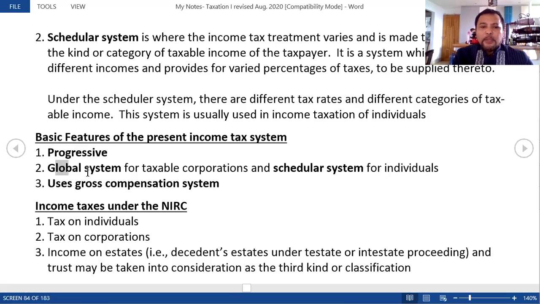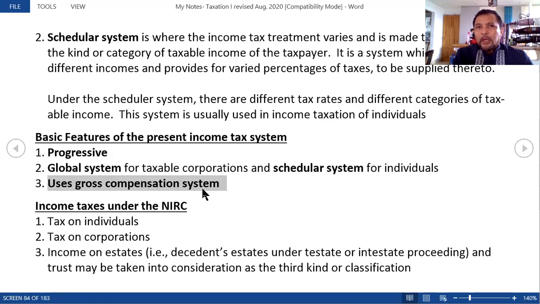And we also have the global system, which is for corporations, and the schedular system for individuals. So individuals are persons, no? Then we use the gross compensation system of income taxation. Compensation means a person is earning salary and or wages, so no other income.